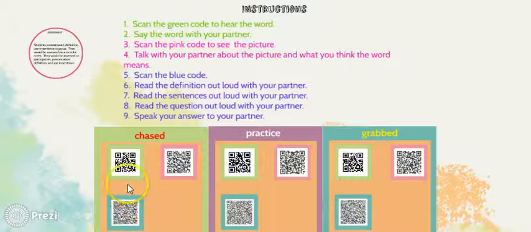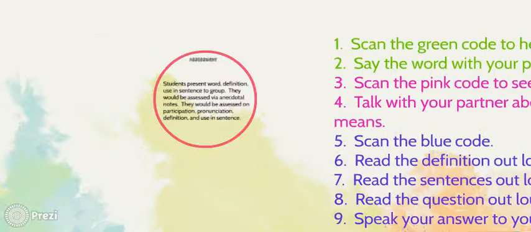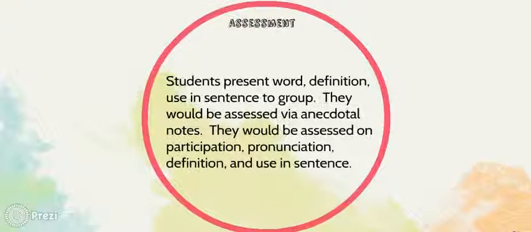Next, they could scan the blue code. They would read the definition out loud with their partner. They would also read the sentences out loud with their partners. And they would read the questions out loud with their partners and speak the answers to their partners. So you can see that there are a lot of innovative uses that we can make of the QR codes.